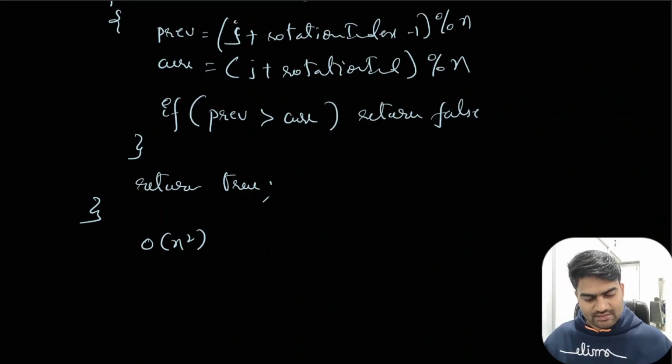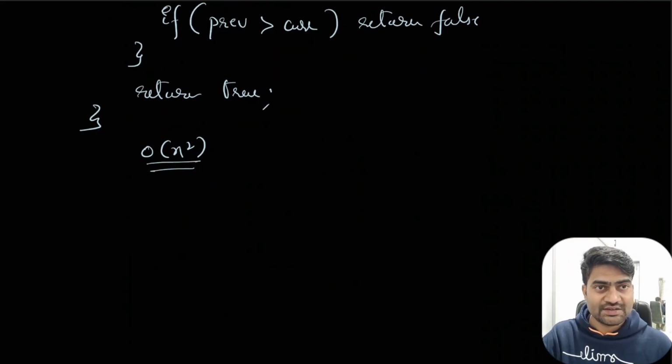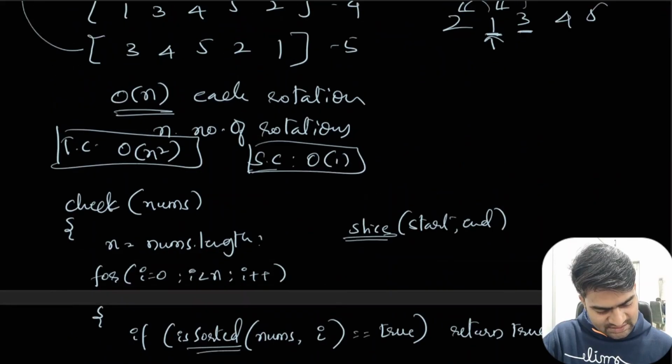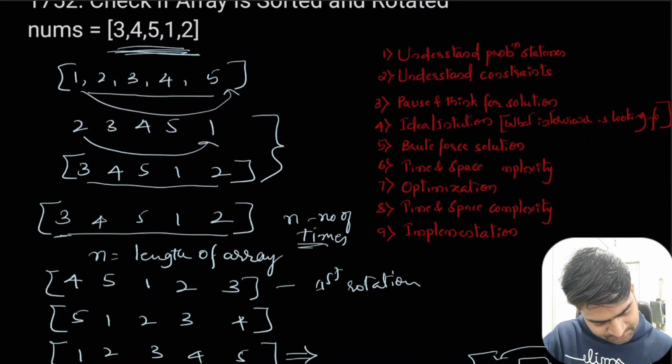But if you see, this solution takes order of n square time. So we want to reduce it to maybe order n. Let's see, is there any possible way we can reduce it? Let us again take this example, the positive case. So I will copy this.